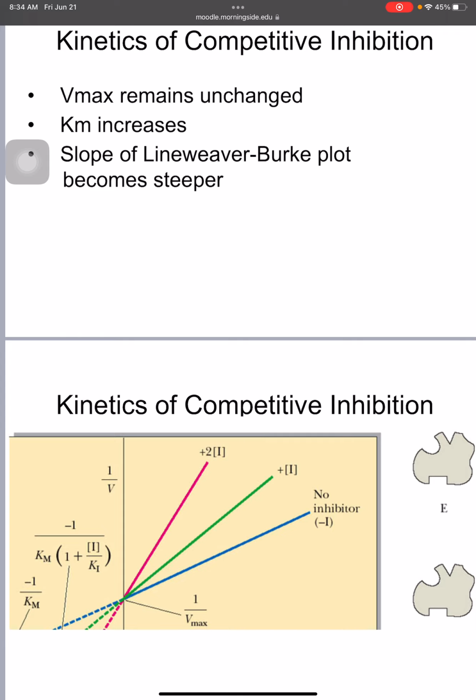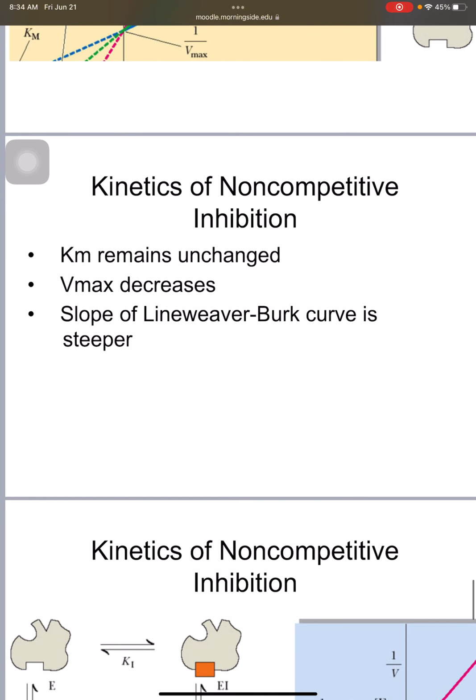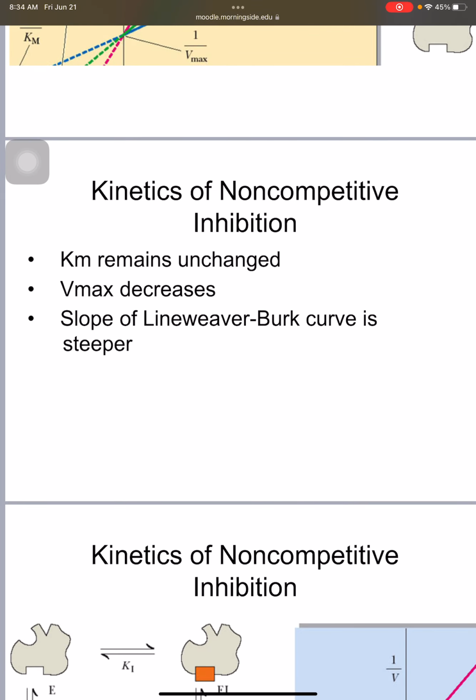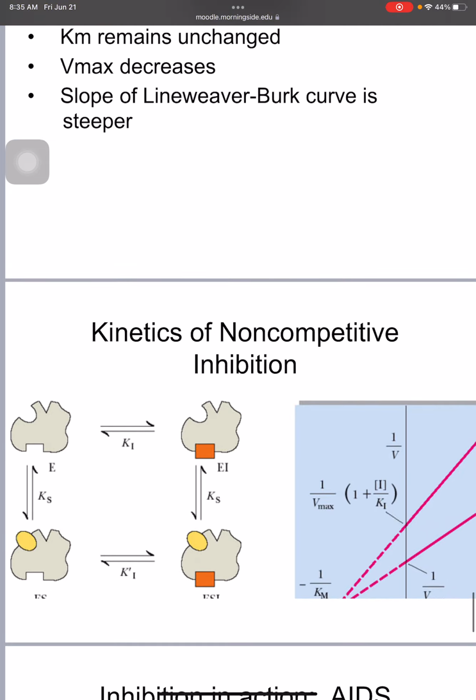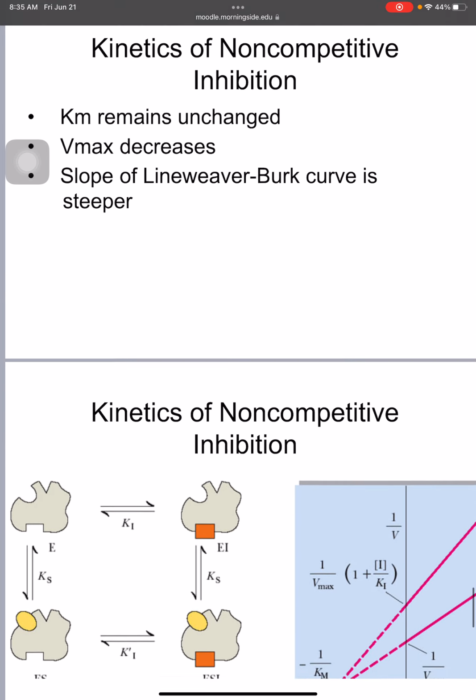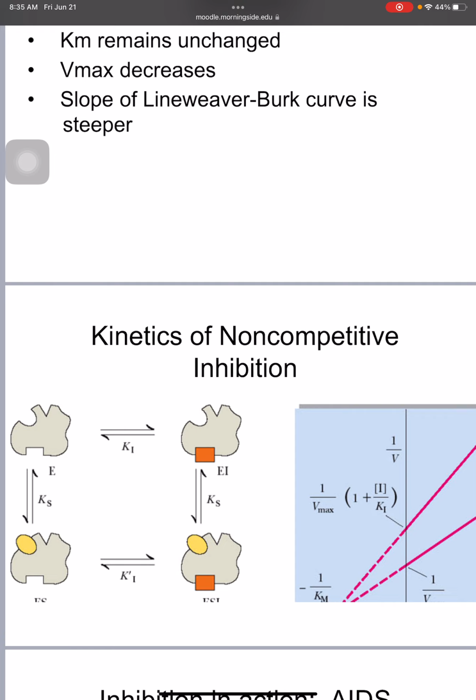All right? It's a little bit different with non-competitive. With non-competitive, with regard to the Km and the Vmax, these are flip-flopped. The Km is going to remain unchanged, but the Vmax itself is going to decrease. No matter what, though, the slope of your Lineweaver-Burk plot is going to get steeper. So, again, look at your PowerPoint on a computer or in the book at this photo, and you can see, just like last time, the slope does get steeper with increasing inhibitor. However, they no longer cross the y-axis at the same points like we did with the competitive inhibitor, right?